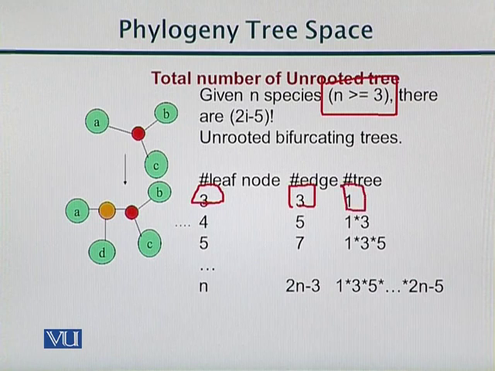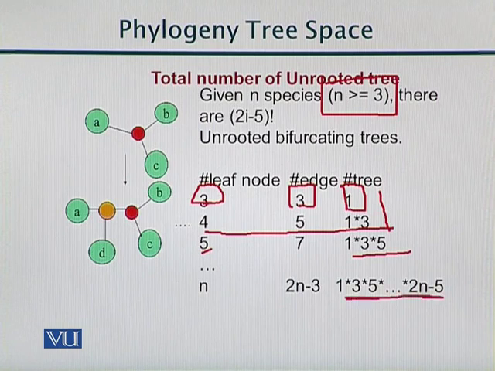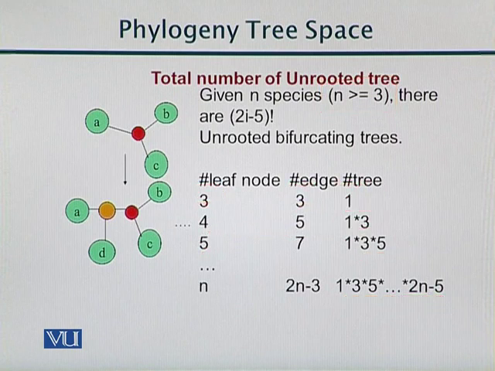If I have 4, then what will happen? You can see that it would be 1 into 3. Again, if we have 5, then it would be the multiplication of 1 into 3 into 5. So basically it is the multiplication of the previous ones with the current 5. So if I move on with n elements or n sequences, it would be a multiplication of all these numbers, up to 2n minus 5. So we can say that the final result would be 2n minus 5 factorial.